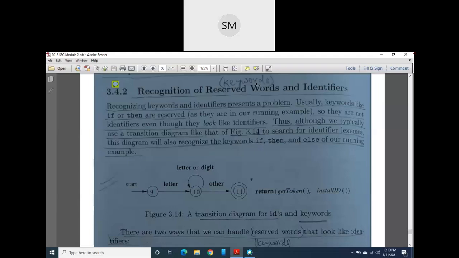So all these keywords are reserved words. It means they have their predefined meaning. We cannot use them for any other purpose, right? Because of that only we call them reserved words. So these are all written compulsorily in lowercase letters.